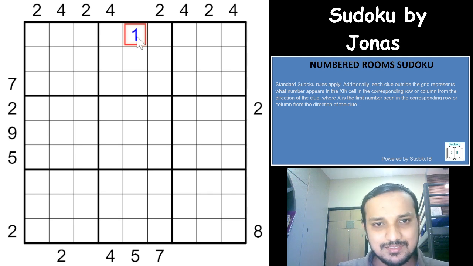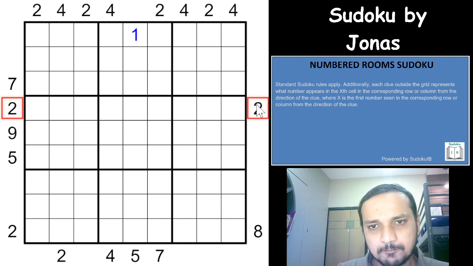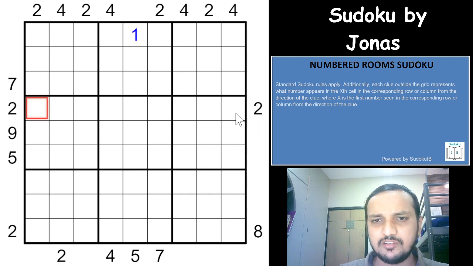Okay, yep, I remember this trick. When you have two same digits opposite to each other outside the grid, then 1, 5 and 9 will never be the first cell from both the directions.